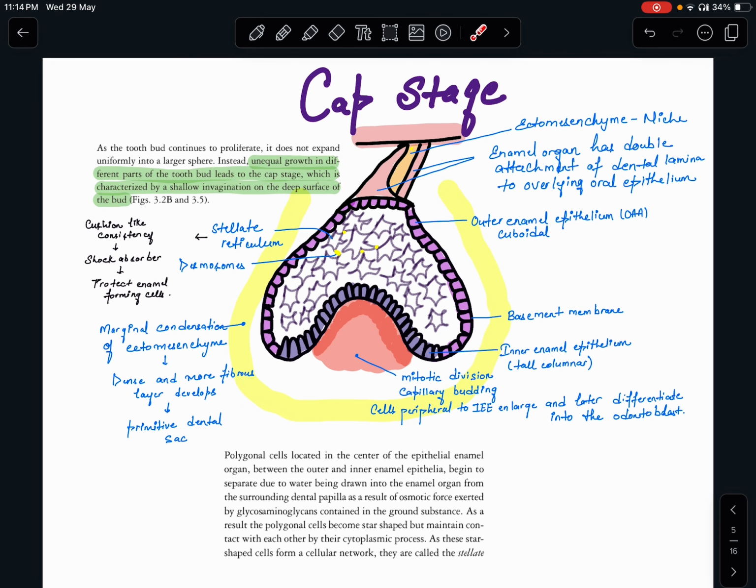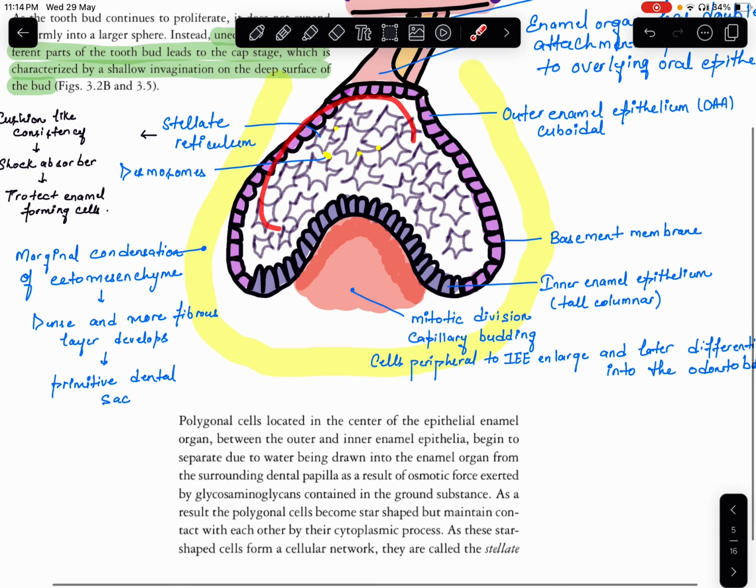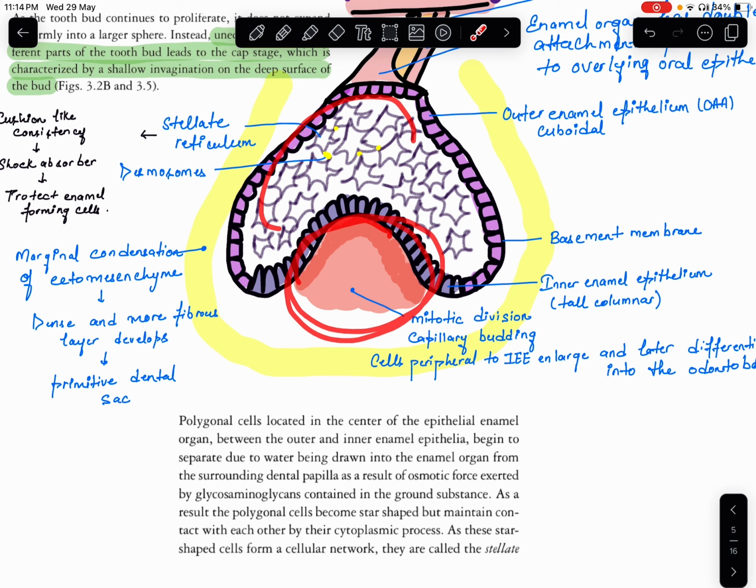What else is happening outside the enamel organ? So this is the dental papilla. It was showing condensation in the previous stage. Now there is increased mitotic activity. Capillaries start developing, and some cells peripheral to the enamel organ enlarge.